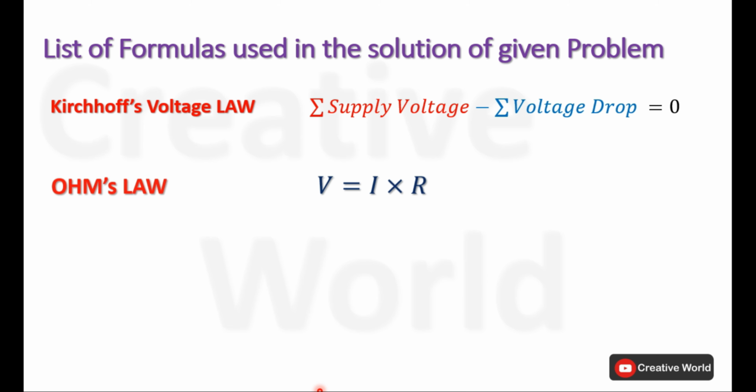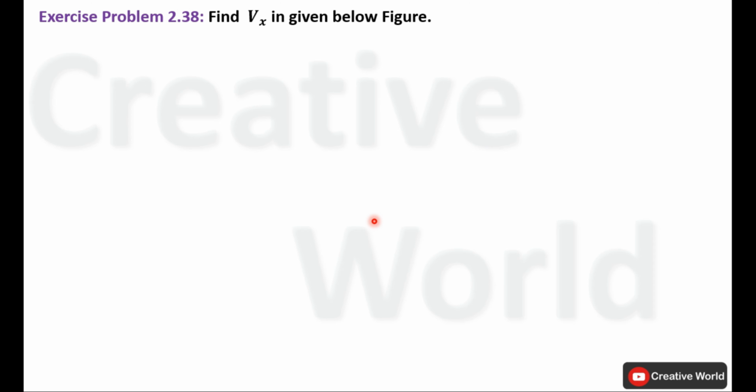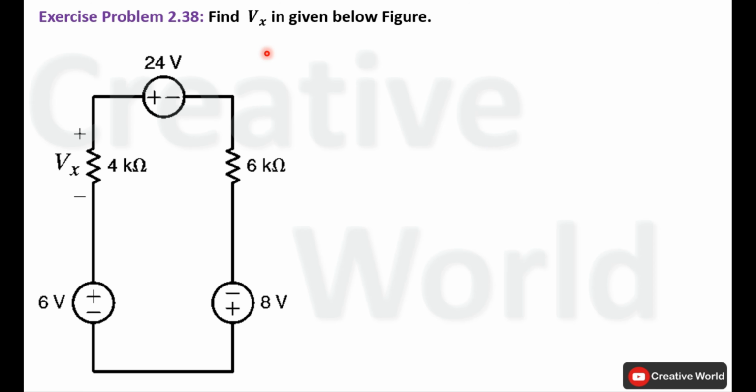We also will be using Ohm's law. According to Ohm's law, voltage across any resistance R is the product of current through that resistance and the value of resistance. Now move towards the problem. Exercise problem number 2.38. Find Vx in the given figure.